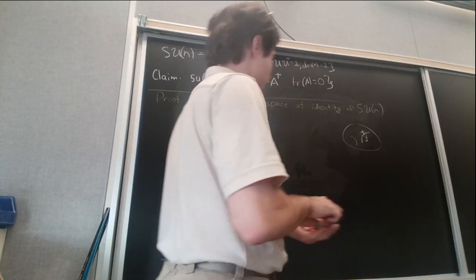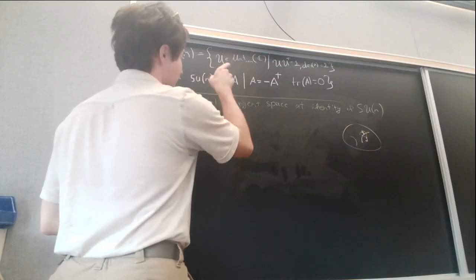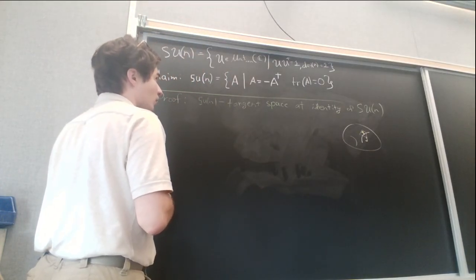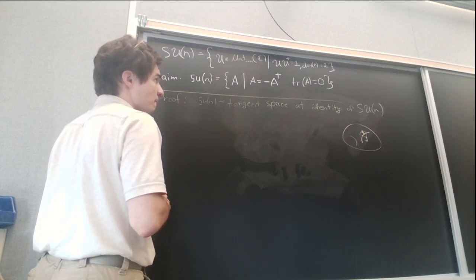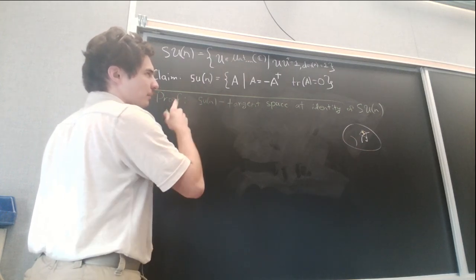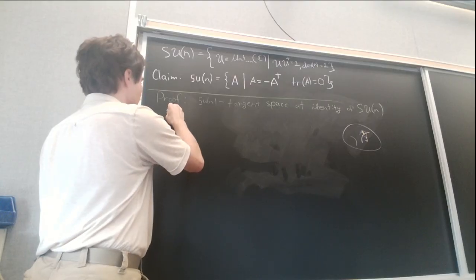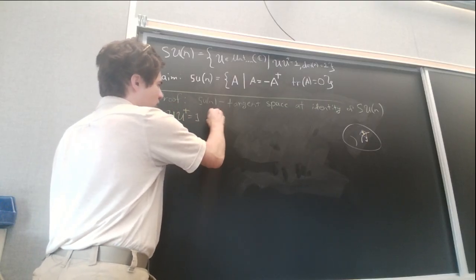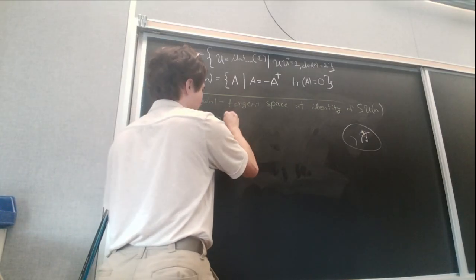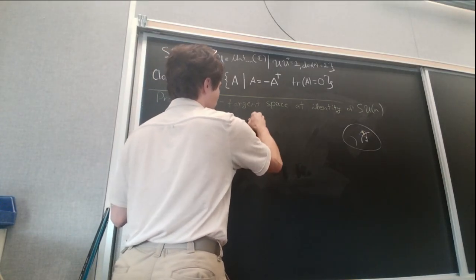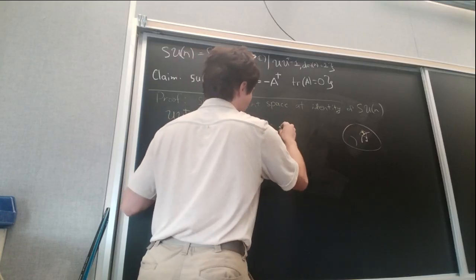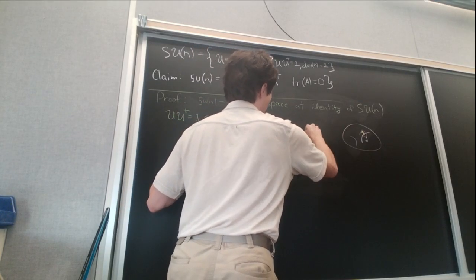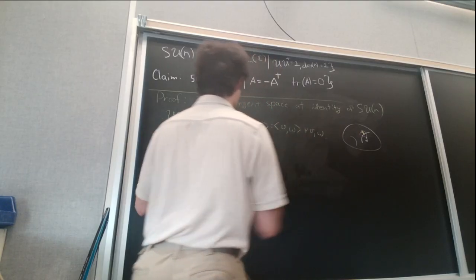So let's look at the first condition. The first condition, you may remember, is equivalent: U dagger U being 1 was equivalent to the fact that the inner product of Uv with Uw is equal to the inner product of v with w, for all v and w. These two are equivalent.